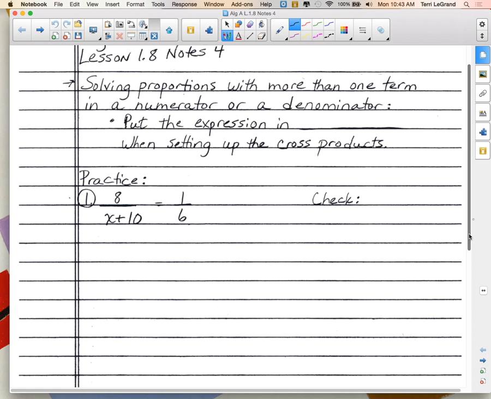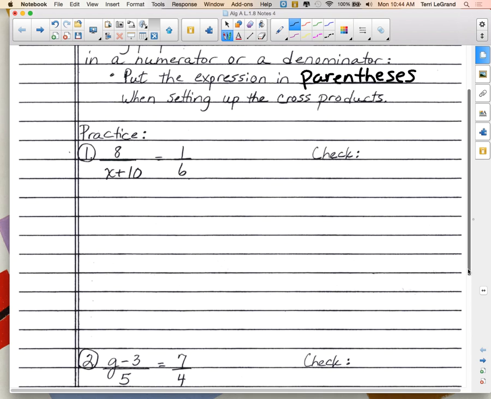So what we're going to do is, the one that has more than one term, we're going to put that expression in parentheses. And this is really important that we do this. We're going to take that numerator or denominator that has more than one piece to it, and put it in parentheses when we're setting up our cross products. In reality, it might even help to do it right away so you don't forget.